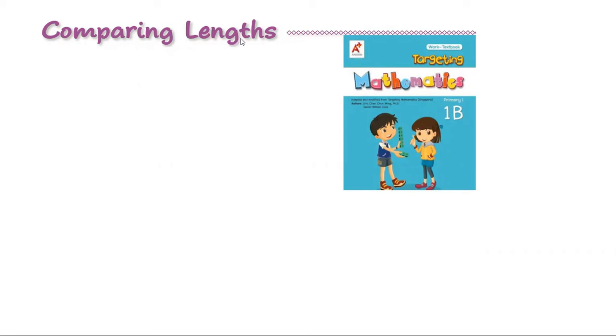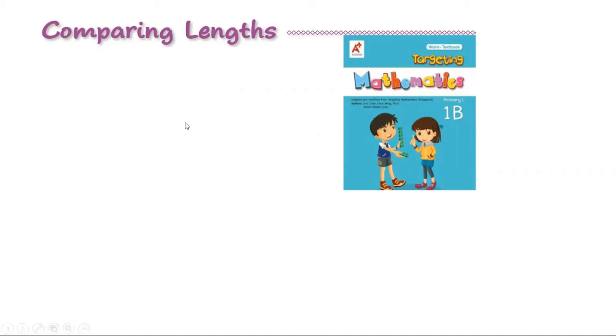In mathematics, we are going to be using this book, Targeting Mathematics 1B. So let's get ready and we begin with unit 1. We are going to talk about comparing length. We have some vocabulary that we use when we are comparing length.